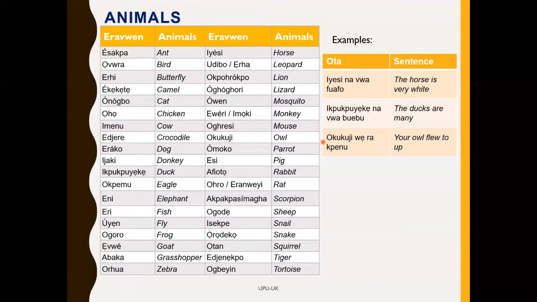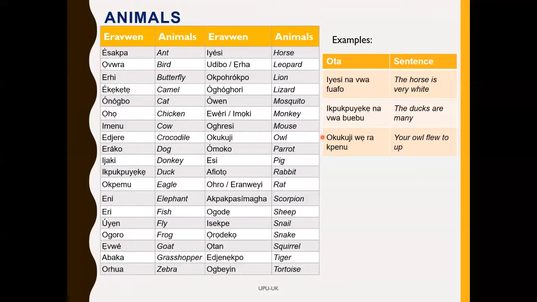Your owl flew up. Okay, I don't know how many people own an owl, but this person has got an owl, but his owl or her owl has flown up. So the word here is your owl flew up. Okukujiwe rakbenu. Benu is to ascend upwards, to go up. Okukujiwe rakbenu. Your owl flew up.